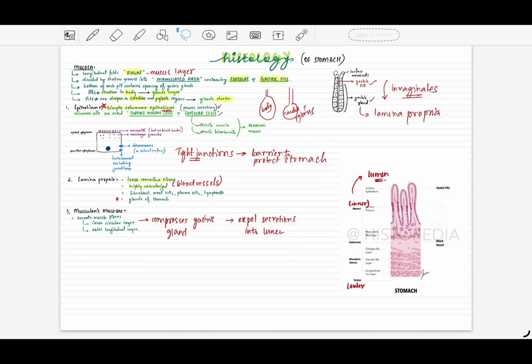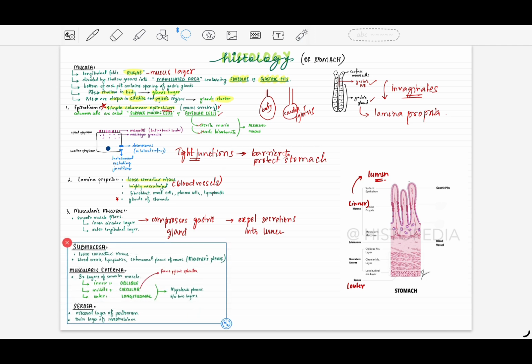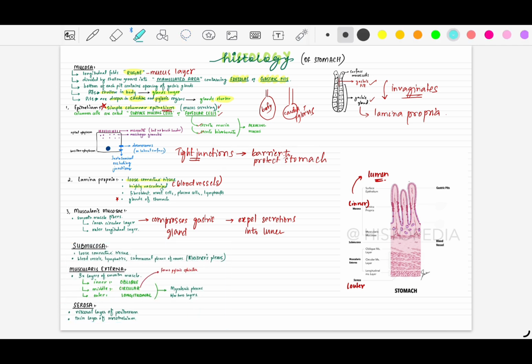We have the submucosa next. Now the submucosa is loose connective tissue consisting of the blood vessels, lymphatics and the submucosal plexus of nerves known as Meissner's plexus. Now we are going to discuss this plexus in the next slide. However, we can see here in the picture that the submucosa consists of blood vessels.